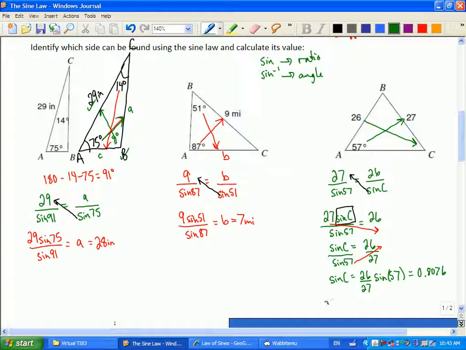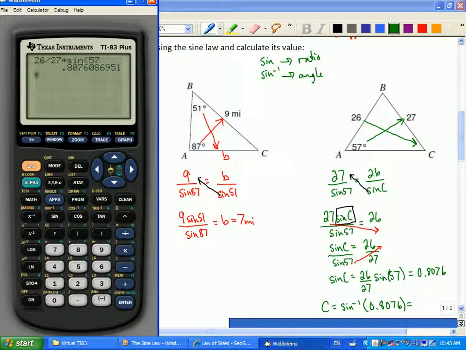So the way you would rewrite it is C is the inverse sine of 0.8076. So this time I'm going to have the inverse sine of 0.8076. So the actual measure of this angle is 53.9 degrees.